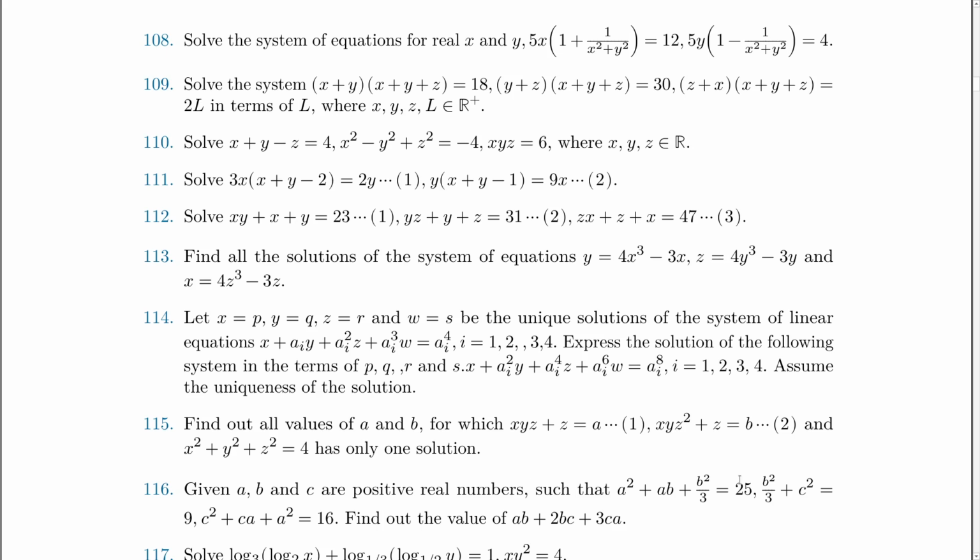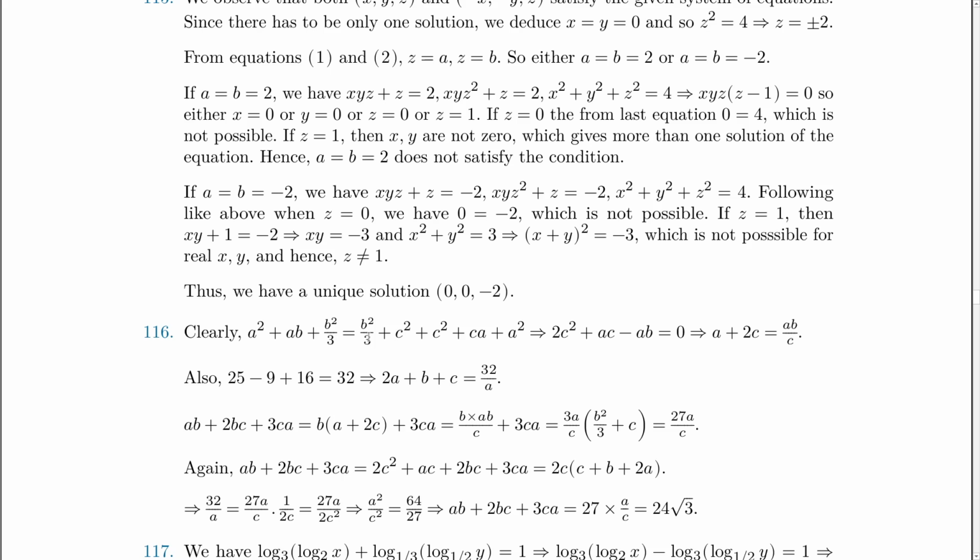So what we do is we have 25 here, we put the value of 9 plus 16, which is 25. So the given equation, we substitute this for the 9 and 16. Upon simplification it becomes a plus 2c is equal to ab by c. And also we see that 25 minus 6 plus 16 equals 32. And we again simplify, we get 2a plus b plus c is equal to 32 by a.